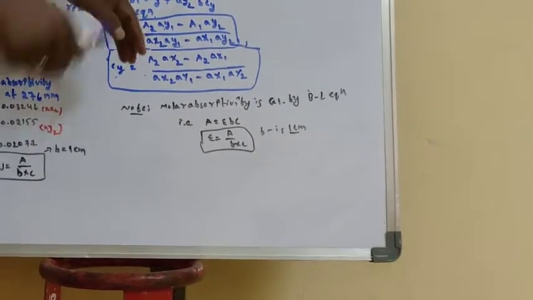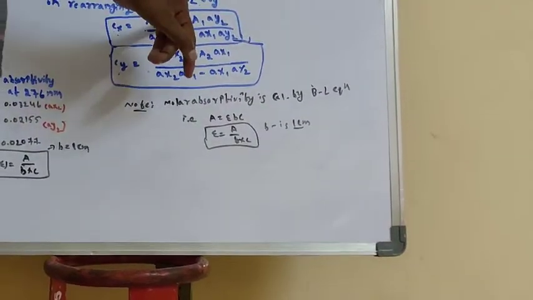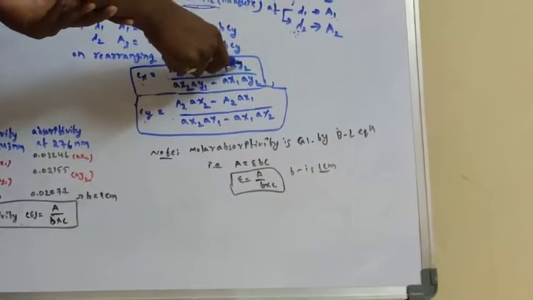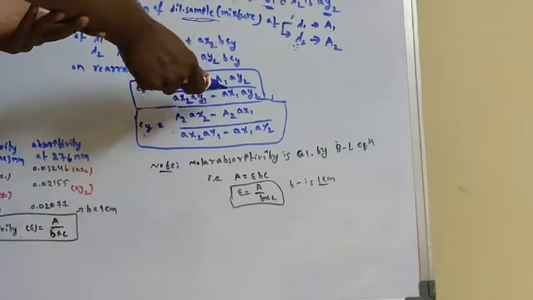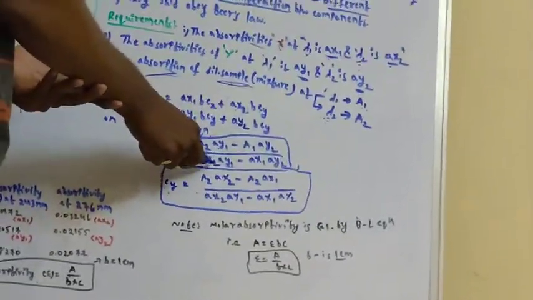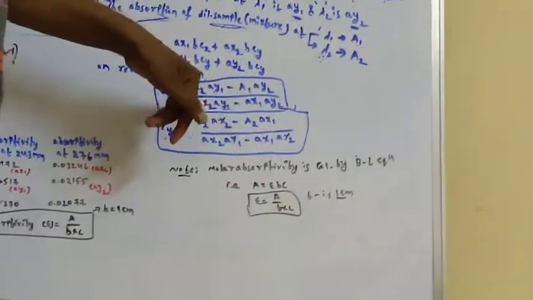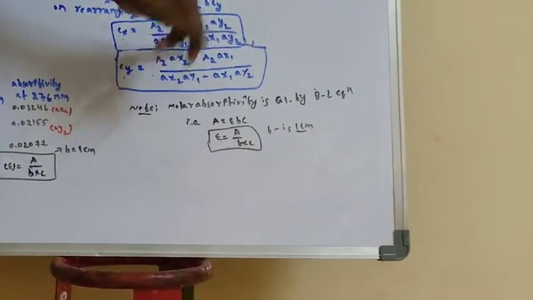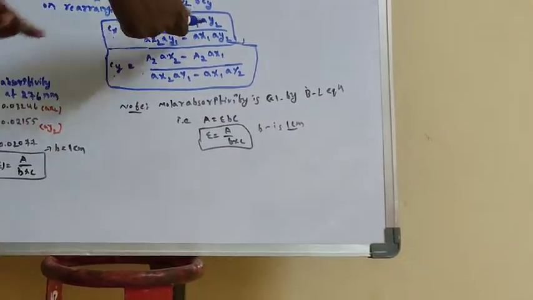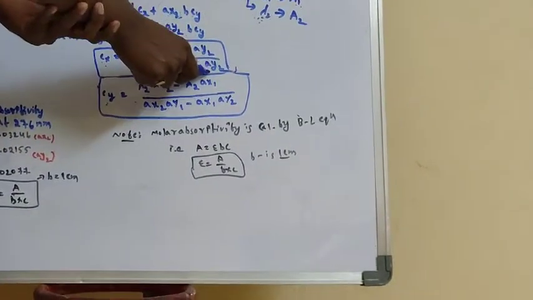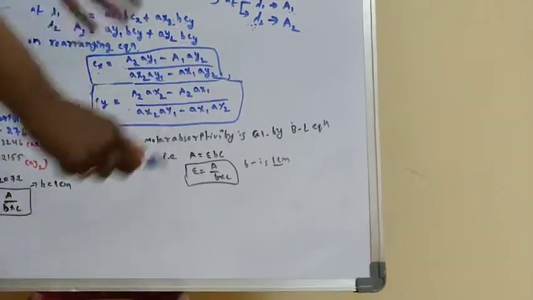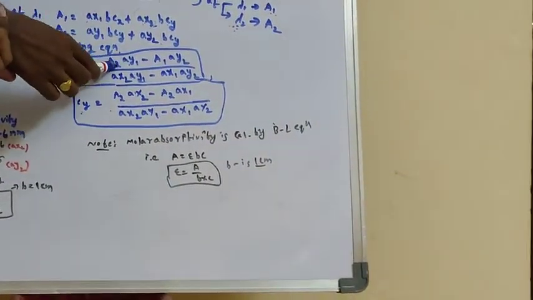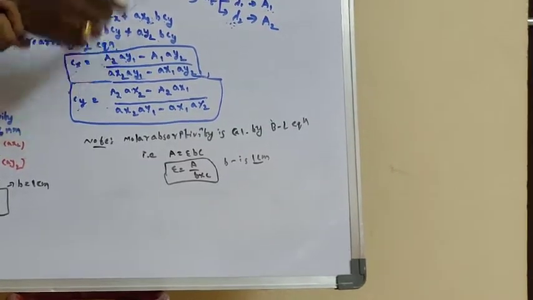Then Ay1 is the absorptivity of the y sample at the first wavelength. Ay2 means absorptivity of the y sample at the second wavelength. Ax2 is the absorptivity of x at the second wavelength, lambda 2. Ax1 is the absorptivity of x at the first wavelength. Then the molar absorptivity of y at the second wavelength. Here two things you need to observe: we need the absorbance of the mixture, and we need the absorptivity.